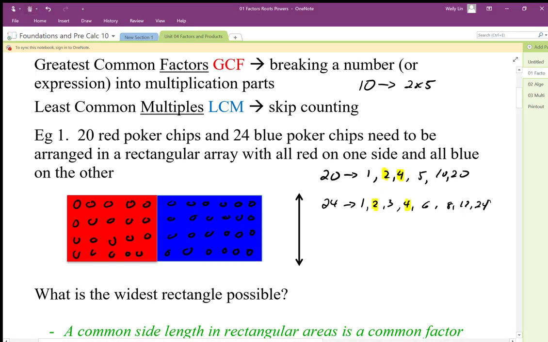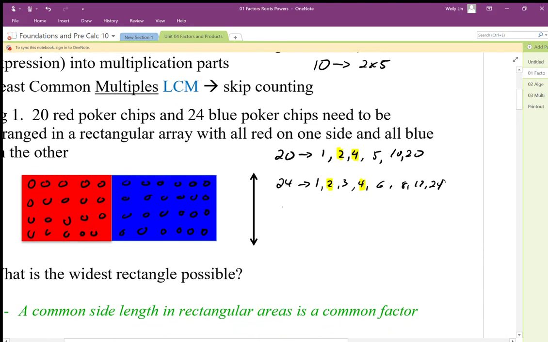One way we can do it, another way we can do it, and this is a concise way of doing it, is looking at it in terms of prime factors. So 20 is equal to 2 times 10. Okay, so 20 is equal to 2 times 2 times 5. That's equal to 20.